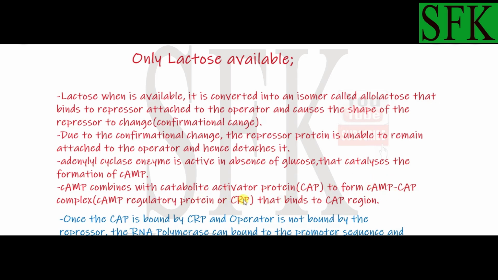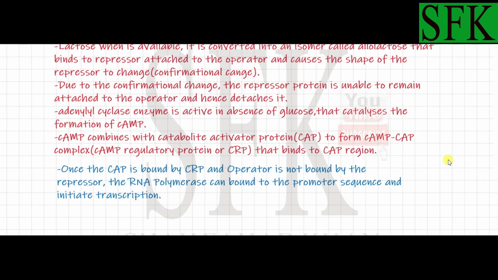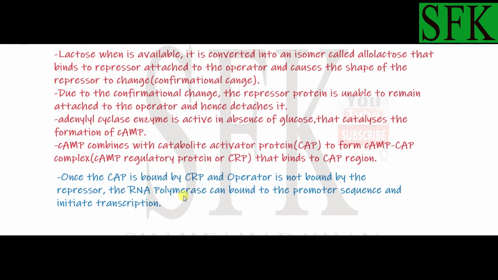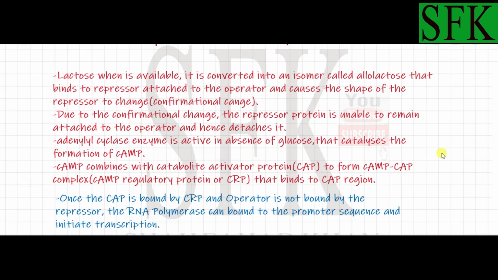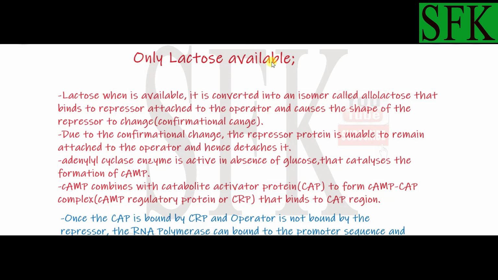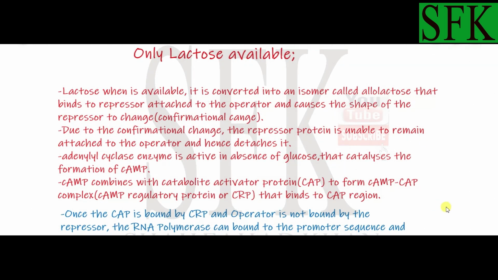Sorry, it is not the catabolite regulator protein. It is converted into cAMP regulatory protein; the C stands for cAMP. Now, once this complex is formed, it also binds to the CAP region. As soon as these two conditions are fulfilled, RNA polymerase comes and binds to the promoter site, and transcription is initiated. So this is how transcription is initiated once lactose becomes available, and only in presence of lactose when no glucose is present.